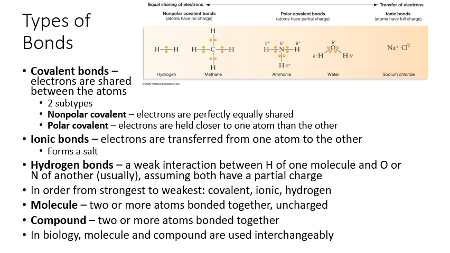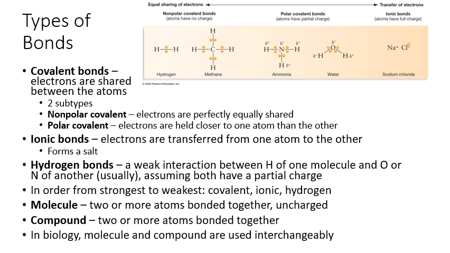A covalent bond involves electrons being equally shared between two atoms that are a part of the bond. So they're actually sharing their electrons with each other. Both of those atoms still have some grip or claim on its electrons.